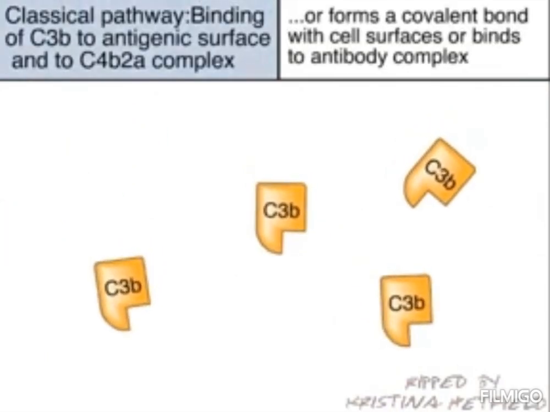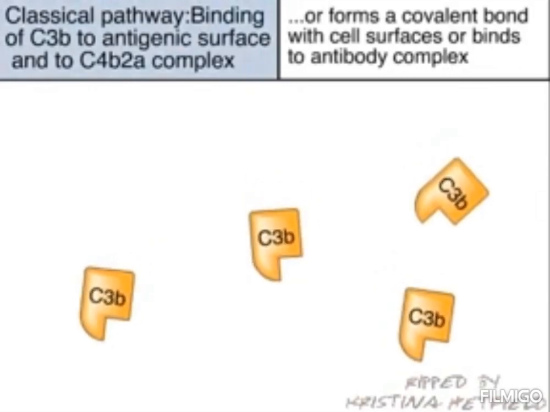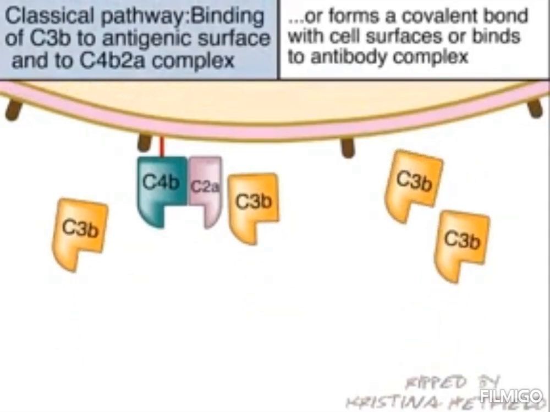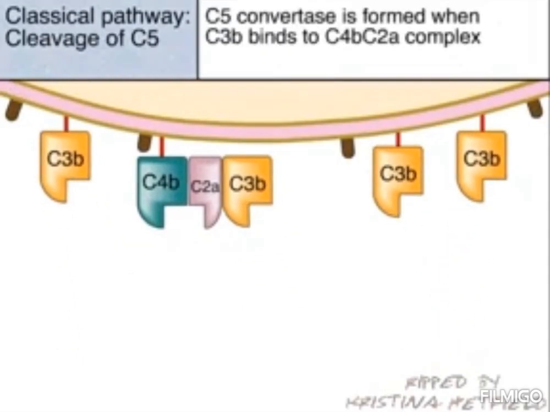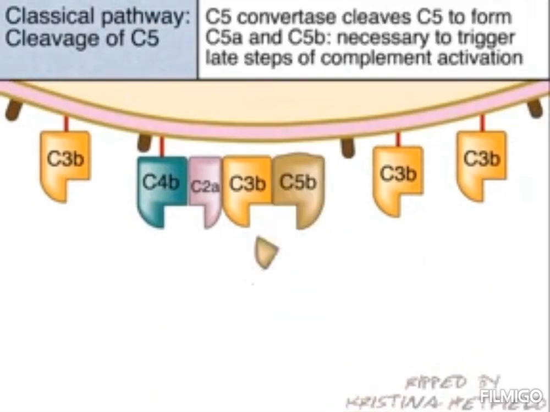So we use a C to represent them, and we'll also give them a number because they vary. It starts from 1 to 9. So we have complement protein C1, C2, C3, C4, C5, all the way to C9. See, it's so easy to remember.